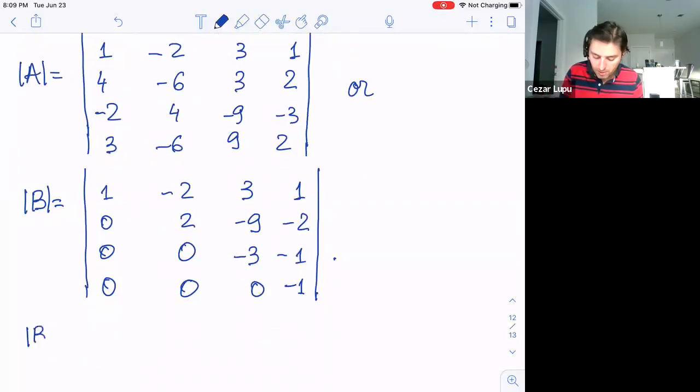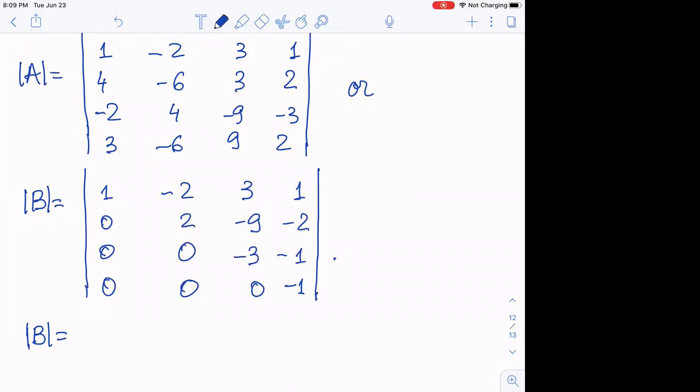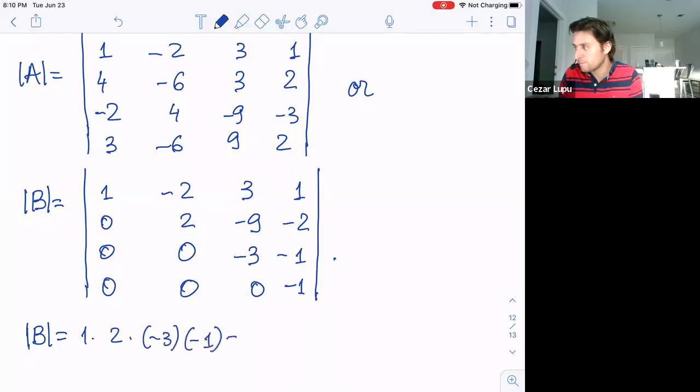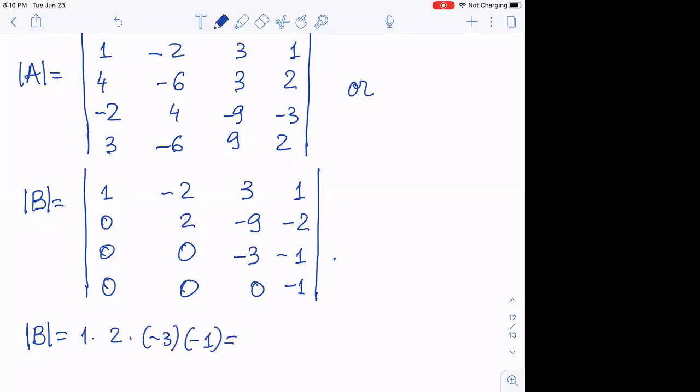What is the determinant of B? Can you tell me? First of all, what is the matrix B? Do you recognize it based on what we have, based on previous considerations? Upper triangle. So this is what we call an upper triangular. So the determinant will be what? 1 times 2 times negative 3 times negative 1, which will give us 6. Correct.